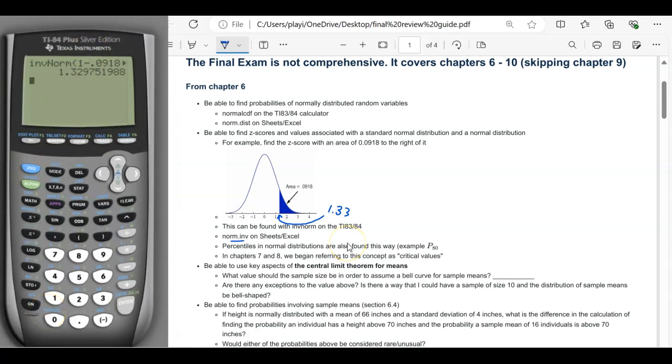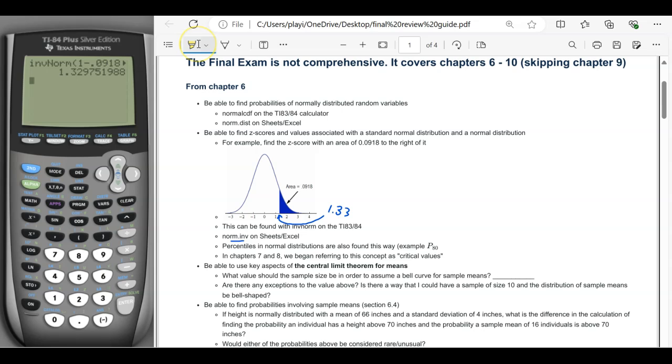All right, same thing for percentiles. Percentiles are like the 80th percentile, like we're seeing here. You would use the same procedure, inverse norm, 0.8 for the area, and so on. This same procedure is used to find critical values once we get to the later chapters. The critical values are inverse norm, norm.inv. When we use t critical values, it was inverse t, or t.inv.